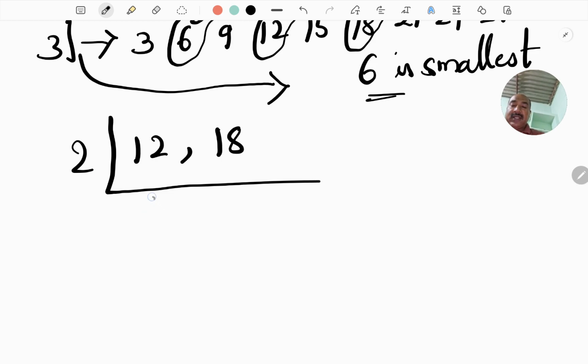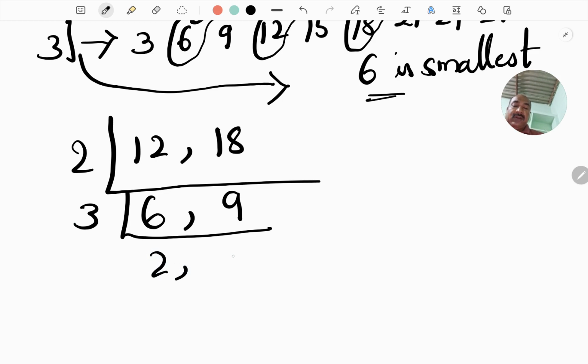So 2 6s are 12, 2 9s are 18. Again we take the common factor. The next common factor is 3. 3 2s are 6, 3 3s are 9. We continue until we get 1. Now 2 and 3 are the balance here, but they are not divisible by any number other than themselves and one, because they are prime numbers.